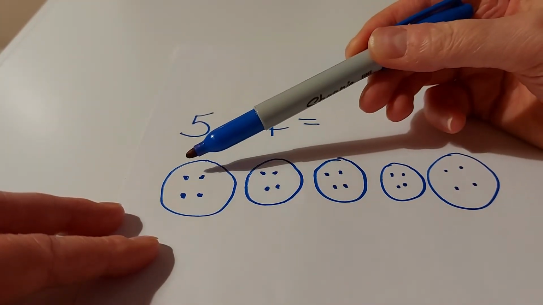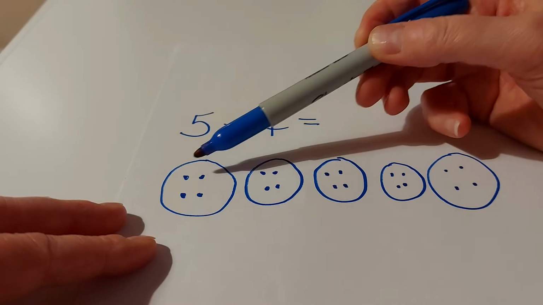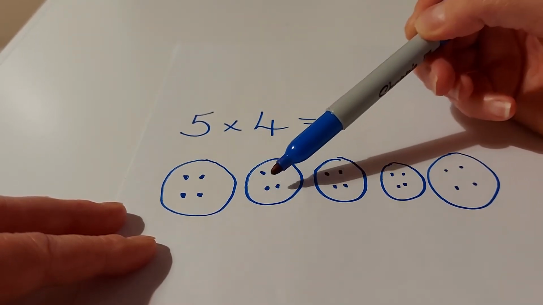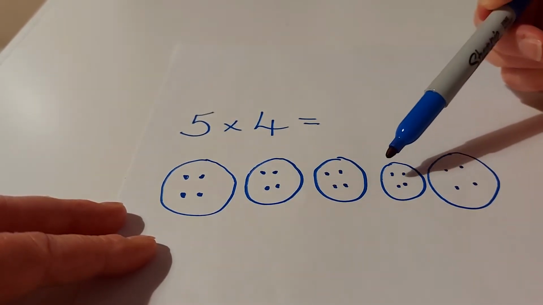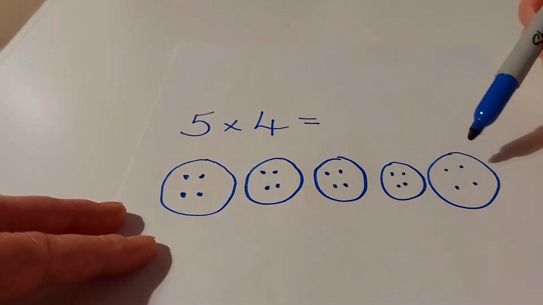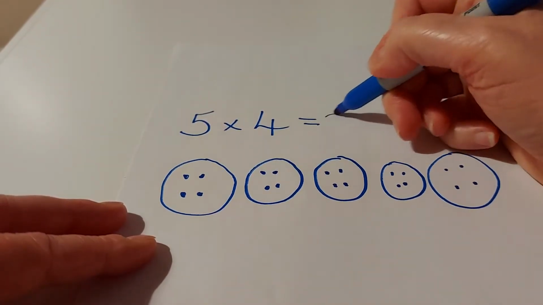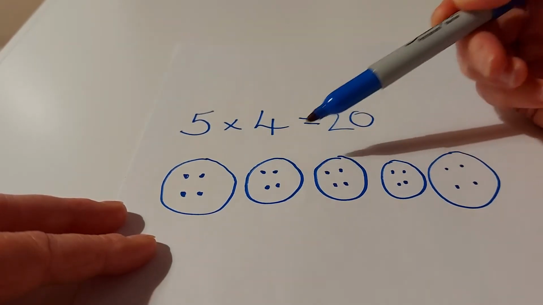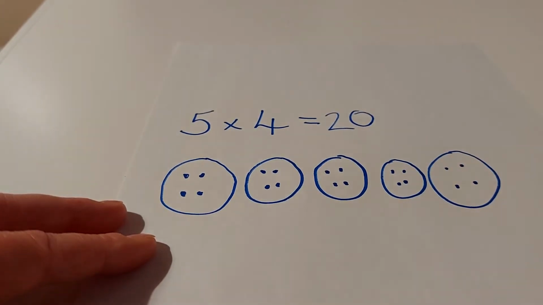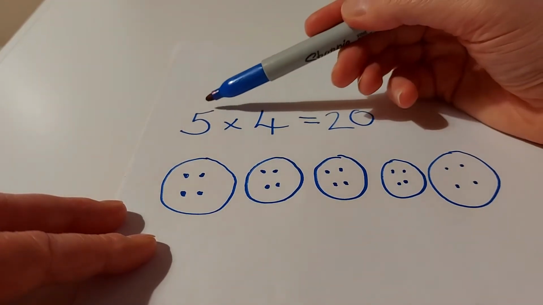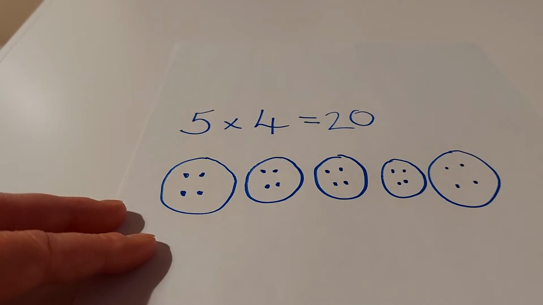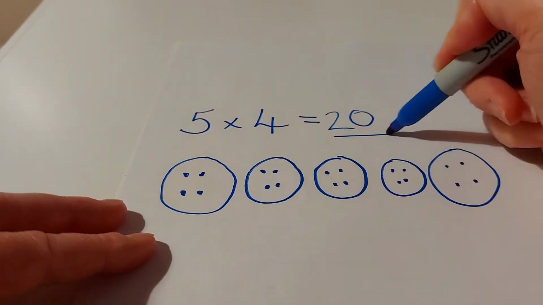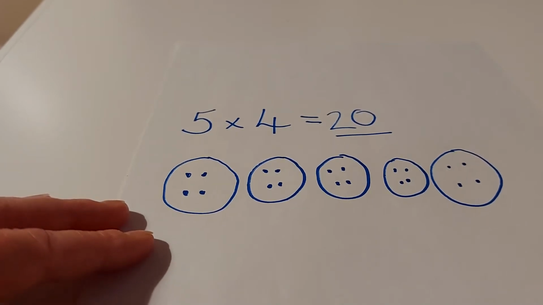And if we count these up, we can count individually: 1, 2, 3, 4, 5, 6, 7, 8, 9, 10, 11, 12, 13, 14, 15, 16, 17, 18, 19, 20. Or if you're able to, you can count in 4s: 4, 8, 12, 16, 20. And there we've calculated the answer. And remember that 5 and 4, we say, are factors. And we say that the product of 5 and 4 is that answer there, which is 20.